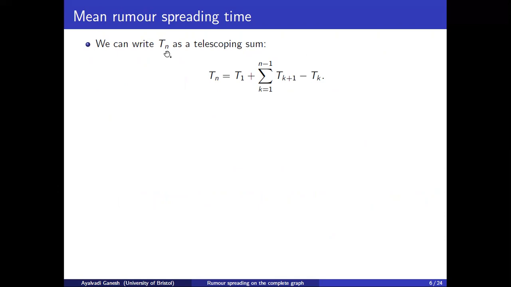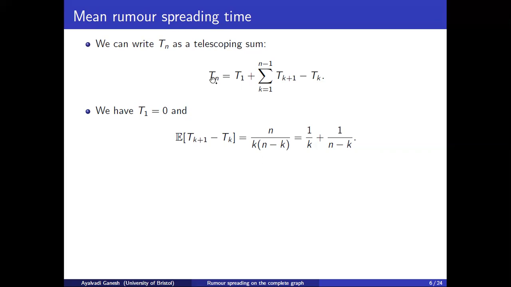Let's write Tn, the object we are interested in, as a telescoping sum. I can write Tn as T1 plus (T2 minus T1) plus (T3 minus T2), and so on all the way to Tn minus T(n-1). That's what I've done. We have T1 is 0, since we started with one node knowing the Rumour, so we can drop this first term. And now I'm going to take expectations on both sides.